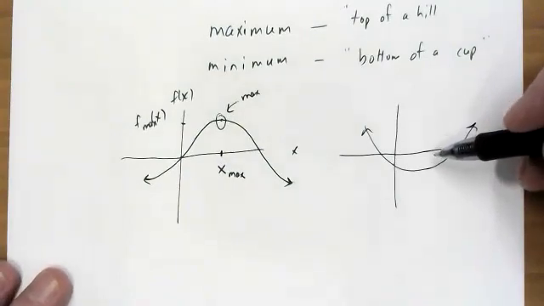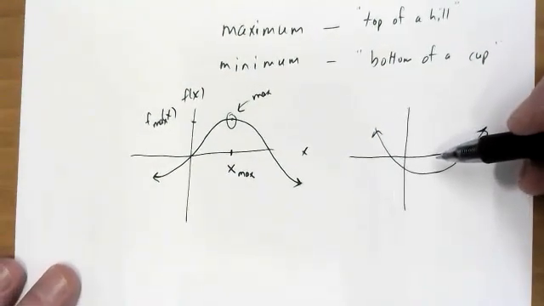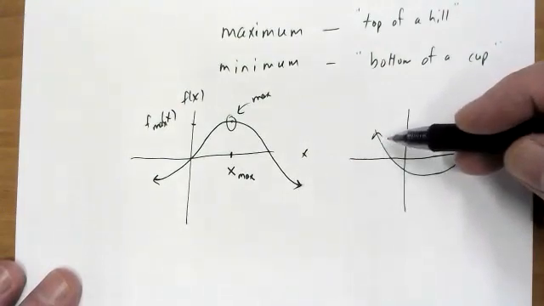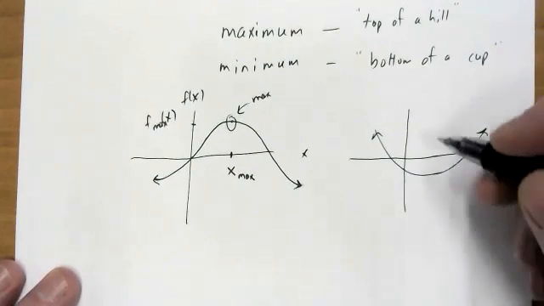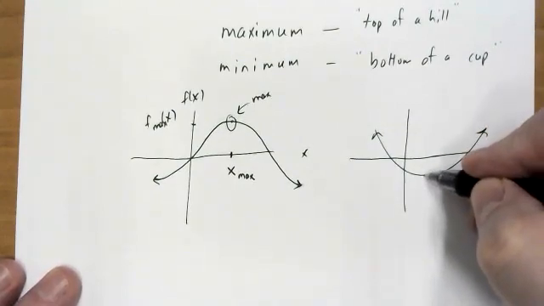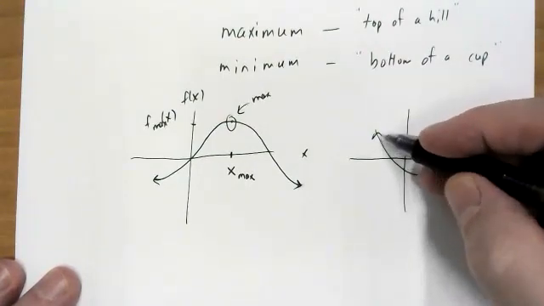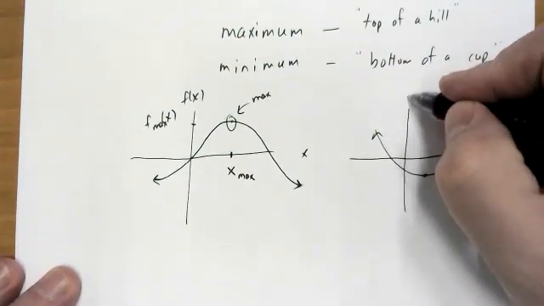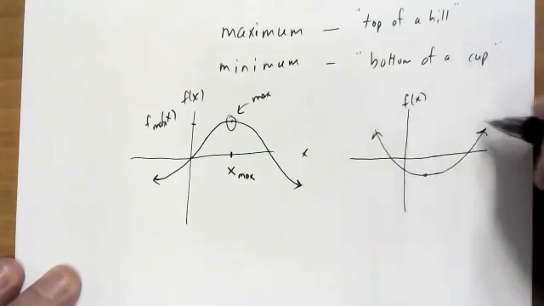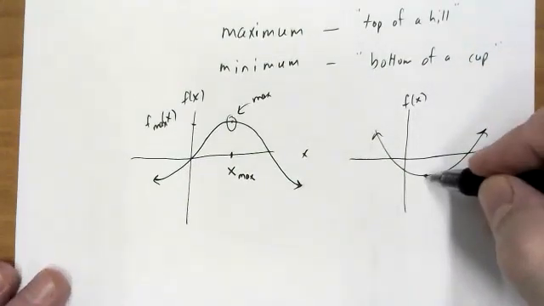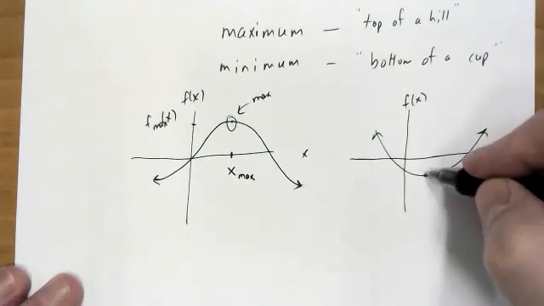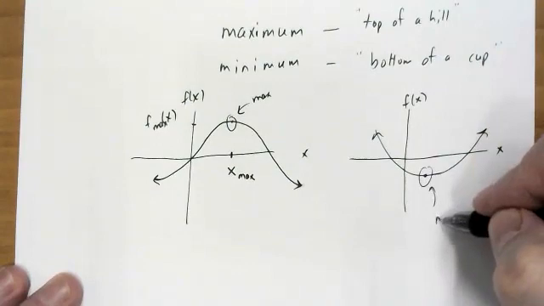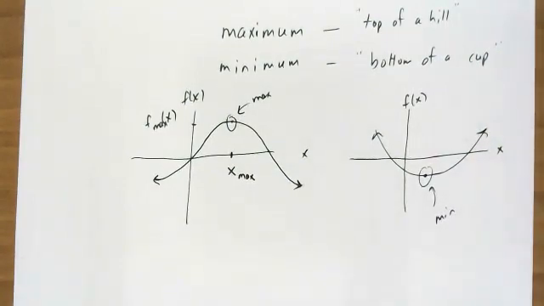Well, if you're given this and you're asked to find either the maximum or minimum, obviously you don't have a maximum, but the minimum is sort of like the bottom of the cup. The minimum is, as this function is decreasing, what's the absolute lowest point of this function? So that's the minimum.